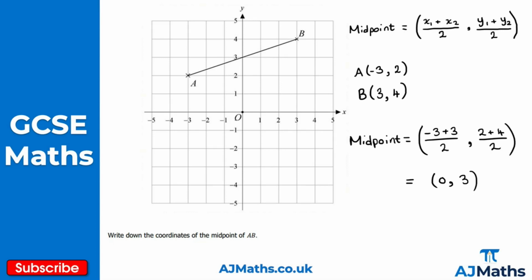Okay. If you wanted to plot that here, well, we don't go any units to the right or left, it's 0. But we do go up 3 units here. So 1, 2, 3. And there we have it. We can see the midpoint there. Okay, so let's just label that. That is our midpoint there, which is 0, 3. And there we have it. So that's the coordinates of the midpoint of AB, giving us the solution to question 3.